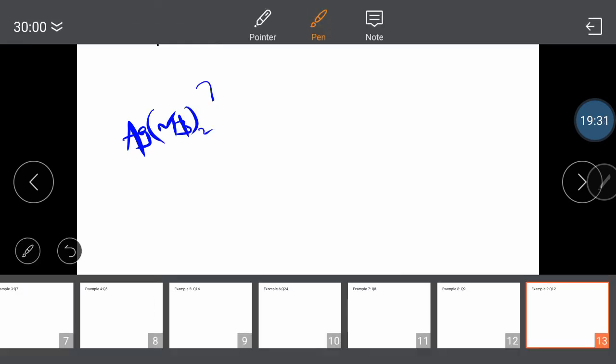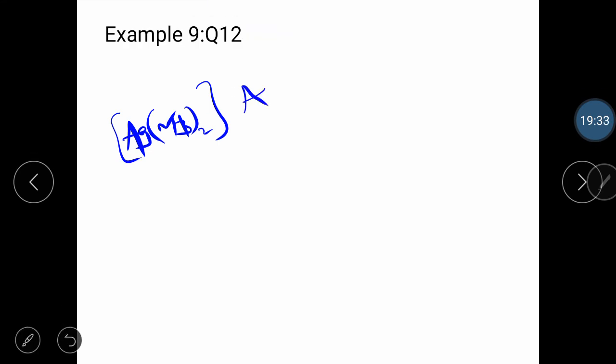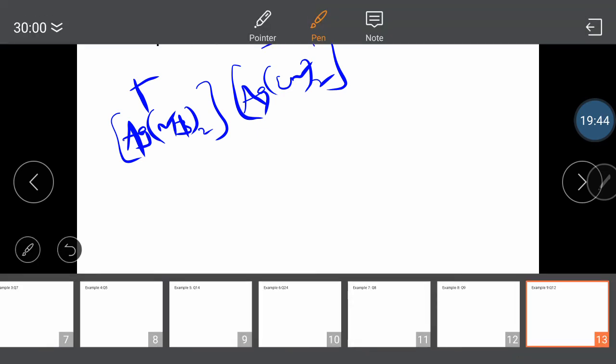Okay, next one. Question number 9. Sorry, question number 12. Example 9. What is that? Question number 12. Yes, I should write it as Ag NH3 twice, Ag CN twice. So a bit tricky, because my cation is also a complex, my anion is also a complex.